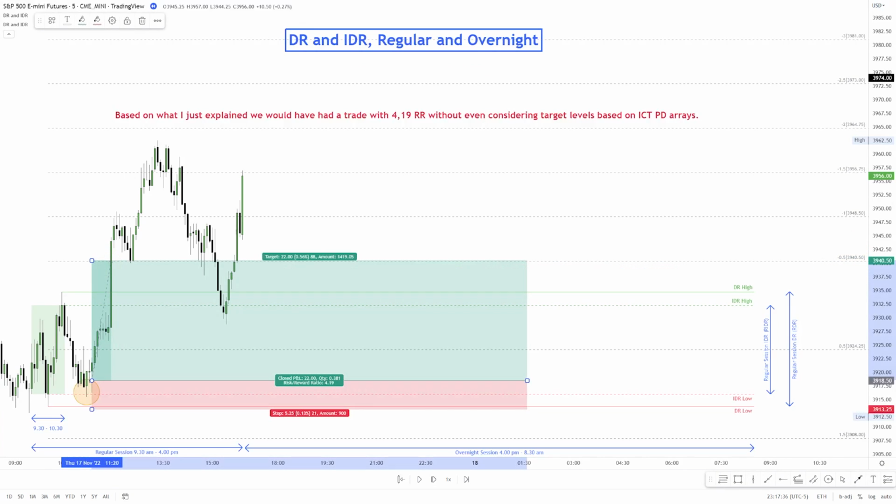Based on what I just explained, this would be the trade you would have executed with a risk-reward ratio of 4.19 and a simple 0.5 target projection. I guess most of the traders would already call it a day at this point. If you would have followed my logic, you would also know that this trade had a very high probability.